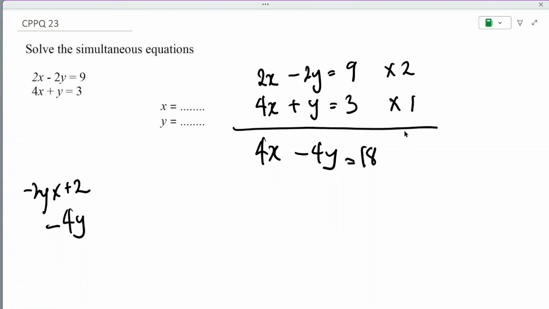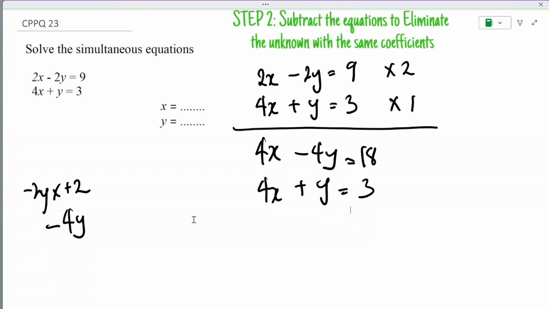Equation 2, remember, we're multiplying by 1. Anything times 1 is still that same thing. So we have 4x plus y equals 3. We completed the first step by making the coefficients of x in both equation 1 and equation 2 the same. The second step is to subtract. You subtract the upper equation by the lower equation, which in some cases you call equation 3 from equation 4.